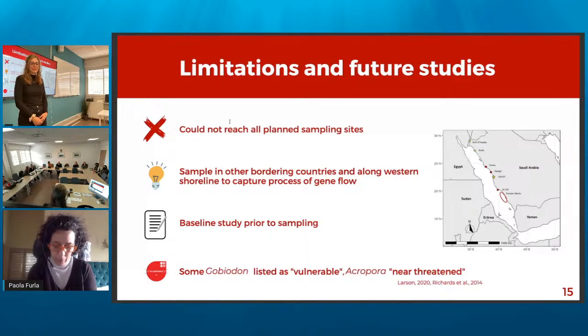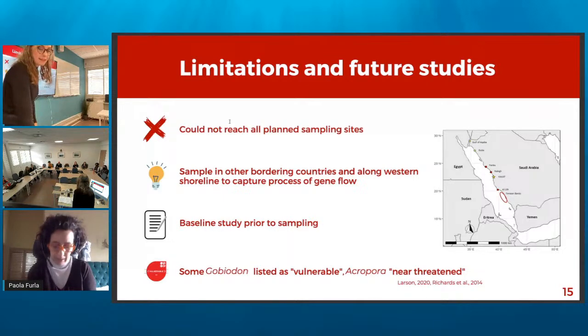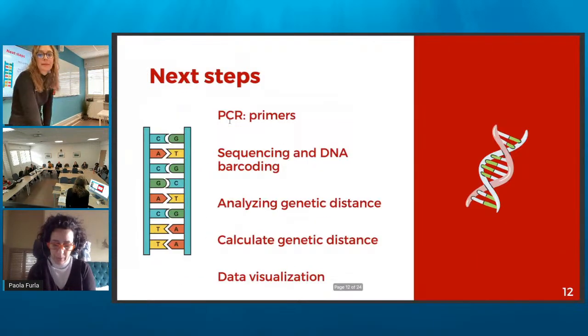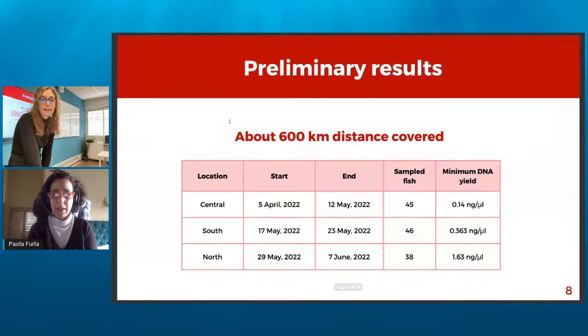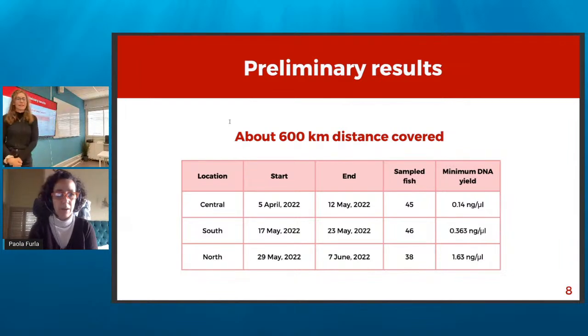First of all, on your DNA yield. I saw that there is a relationship between the location and the DNA yield. So I would like to know if you can explain whether this is just casual or there is a reason behind the fact that you have quite a factor of 10 between the central, for example, and the north DNA capacity yield.